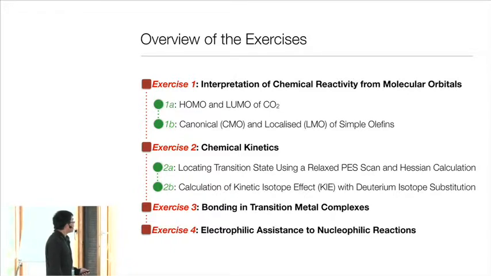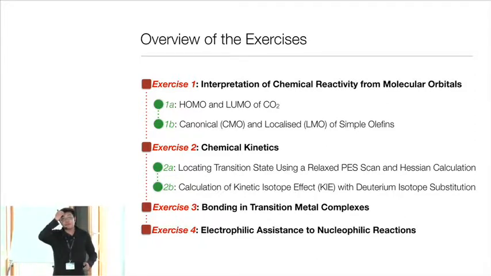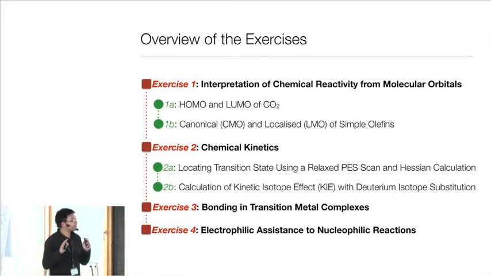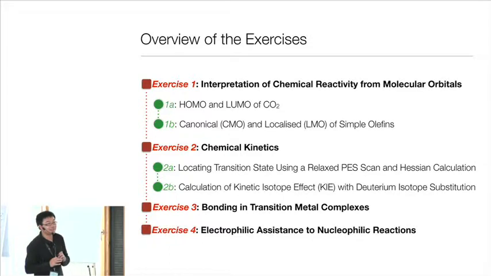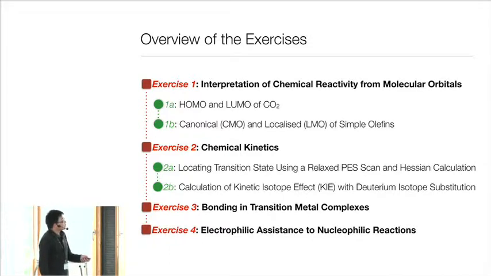And then the second exercise is somewhat classical. We ask you to locate the transition state of the CH4 oxidation by hydroxyl radical and calculate the kinetic isotope effect. I think I've spent a lot of time on it because I believe the other lecturer has talked about it a lot. And this is how to use Orca to locate the transition state.